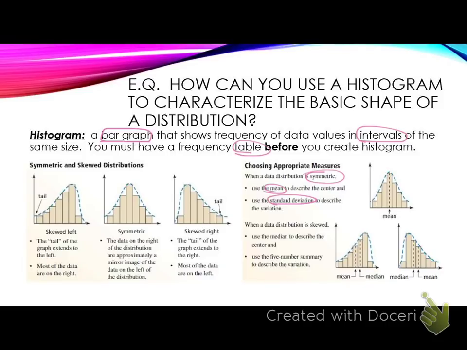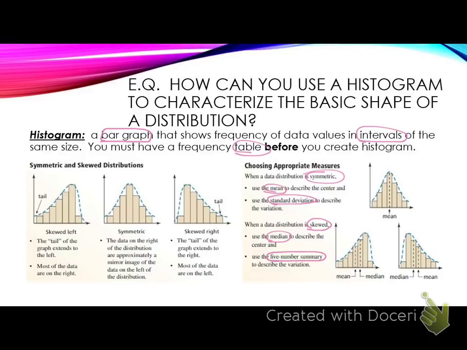Because look what happens when my data is skewed. If my data is skewed to the right or the left, it doesn't matter, I'm going to use the median to describe the center. The median is going to be a better representation of my center, and I'm going to use the 5-number summary, which would be the 5 values that we found today for our box and whisker plot. Again, you're not going to have to actually find the median and the 5-number summary. It's just knowing that if your data is skewed, the median would help you describe the center best, and the 5-number summary would help you describe the variation best.